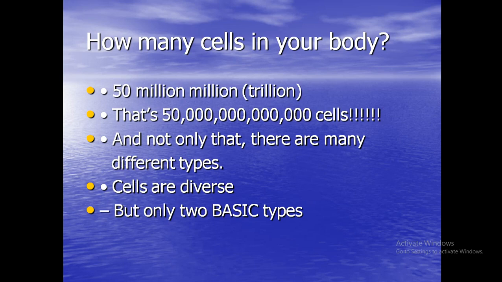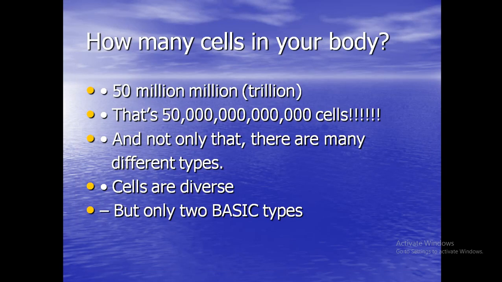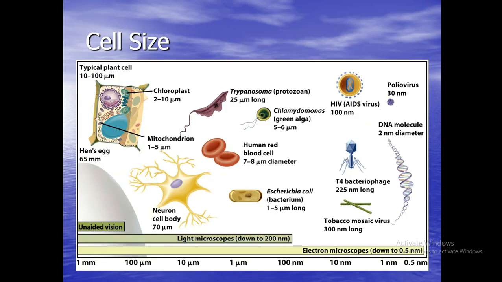First, we can classify the cell into two basic types. Basically, there can be two types of cells: the prokaryotic cells and the eukaryotic cells. The very primitive cells without a definite nucleus, we call prokaryotic cells, and a cell with a definite nucleus, we call eukaryotic cells.